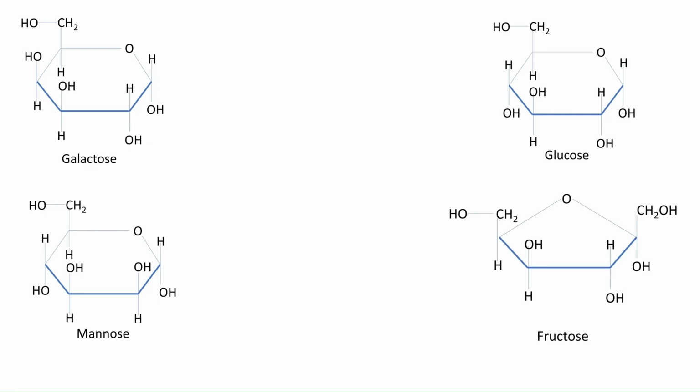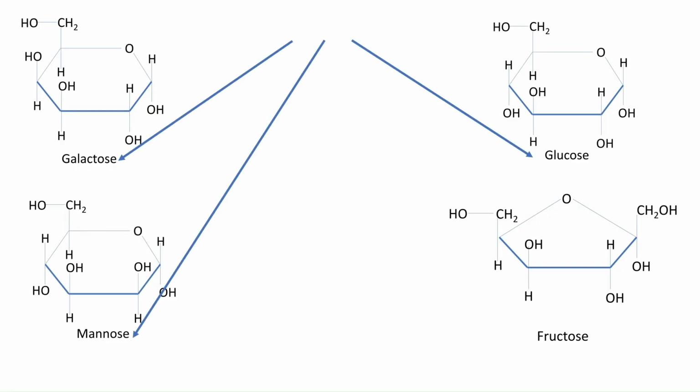Now do you see any similarities between glucose, galactose and mannose? If you want, you can pause the video and take a look at all the structures in detail. Now, if you look carefully, you'll see that all of them have the same chemical groups, but their orientation is somewhat different. The glucose, galactose, and mannose are called epimers.